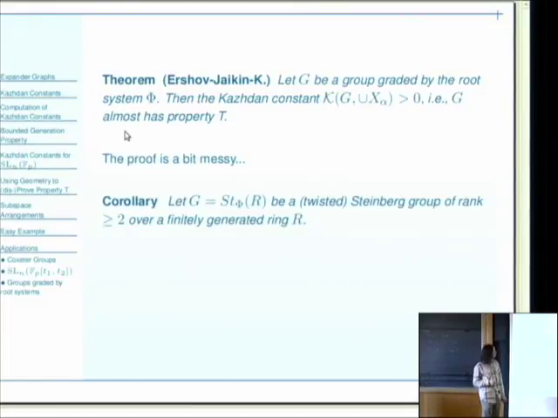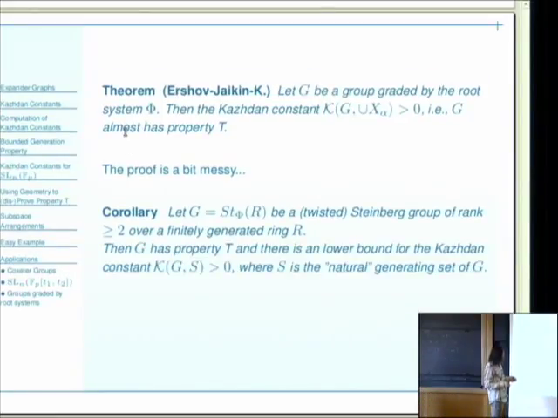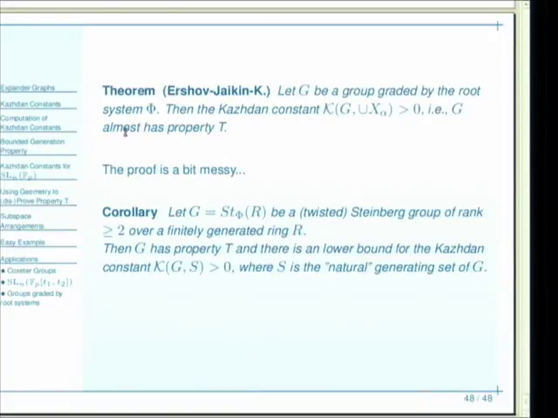And for example, you can take any form of Steinberg group, twist it, untwist it, whatever, over anything you know how to define it, it's going to have property T. Yeah. And I think that's it. Okay, I went a little bit over time, but sorry about that.